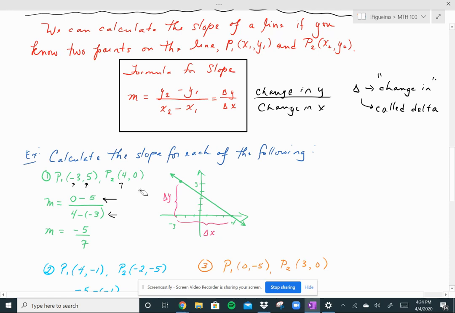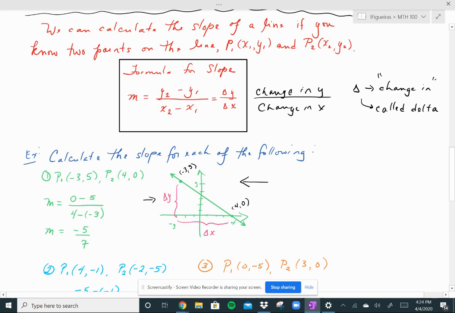So when you simplify all that, you end up with negative 5 in the numerator and positive 7 in the denominator, because 4 minus negative 3 is 7. So your slope is negative 5/7. So to illustrate exactly what the slope is telling you here, it's negative. So as I mentioned before, negative slope means that your line is going downward from left to right, which is what you see here. When you plot the 2 points, here's the point negative 3, positive 5, and here's the point 4, 0. So the difference in your y values is this change in y.